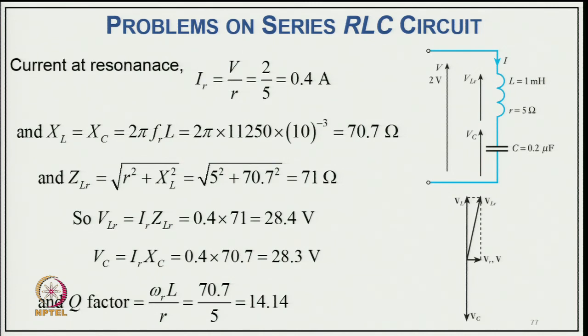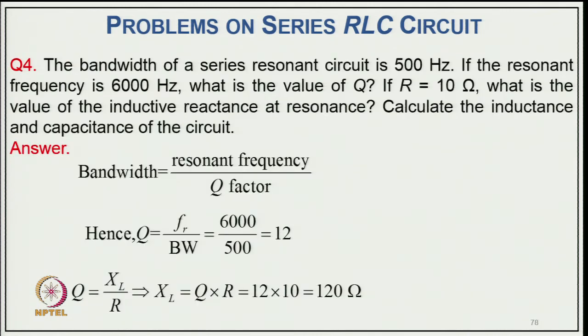So, it is amplified by more than 14 times, and V_C equal to I_R X_C equal to 0.4 into 70.7, that becomes 28.3 volt. And the quality factor omega_R L upon R equal to 70.7 upon 5, that is 14.14. That is the amplification factor by which the voltage across the capacitor and inductor get amplified compared to the supply voltage, and this is the typical phasor diagram.